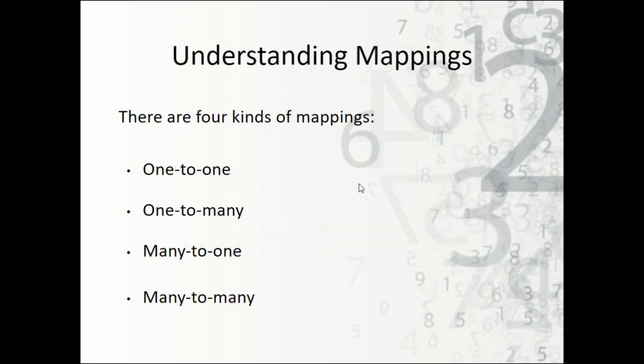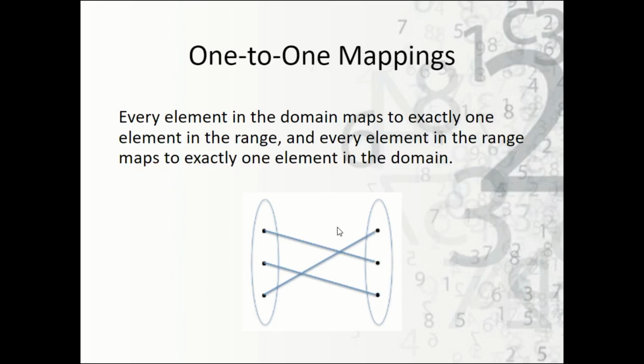Now within that, there are different kinds of mappings. There are 4 different kinds of mapping. The first one is one-to-one, the second is one-to-many, the third is many-to-one, and the last one is many-to-many. Now, what does that look like?